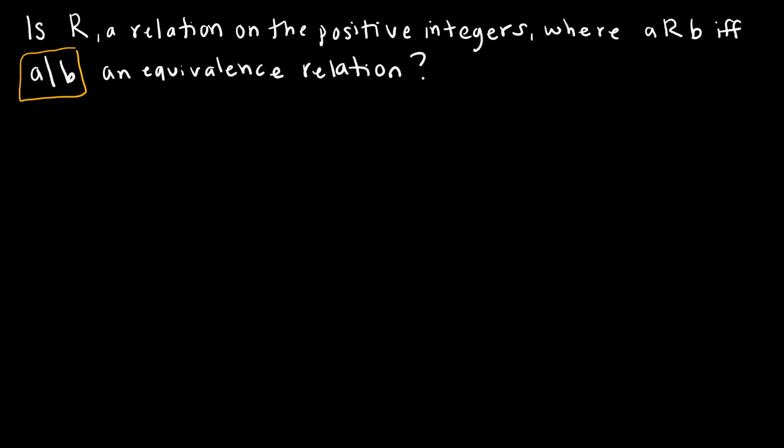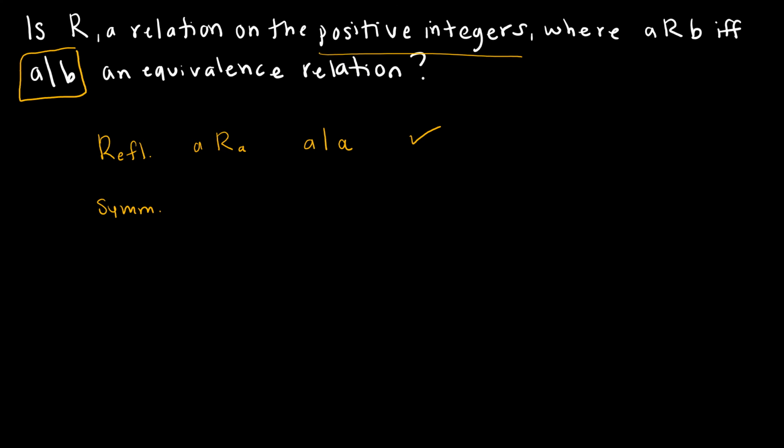So let's start with the reflexive property. The reflexive property says that A must be related to A. So is it true for all positive integers that A divides itself? Well, I don't even need to show an example to know that that is in fact true. 2 divides 2, 7 divides 7, 13 divides 13. We get it. Any positive integer is going to divide itself, and the quotient is going to be 1. So, yes, it's reflexive.